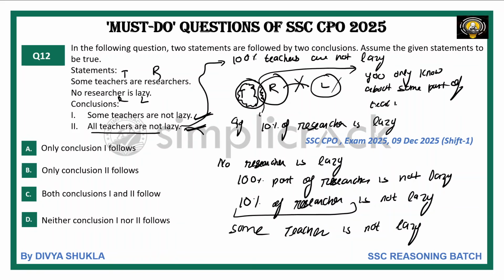Okay, so the other is the uninformed area, where you can't form any conclusion. So that is why only conclusion one will follow. I hope this concept is clear to all of you. Let's move to the next question.